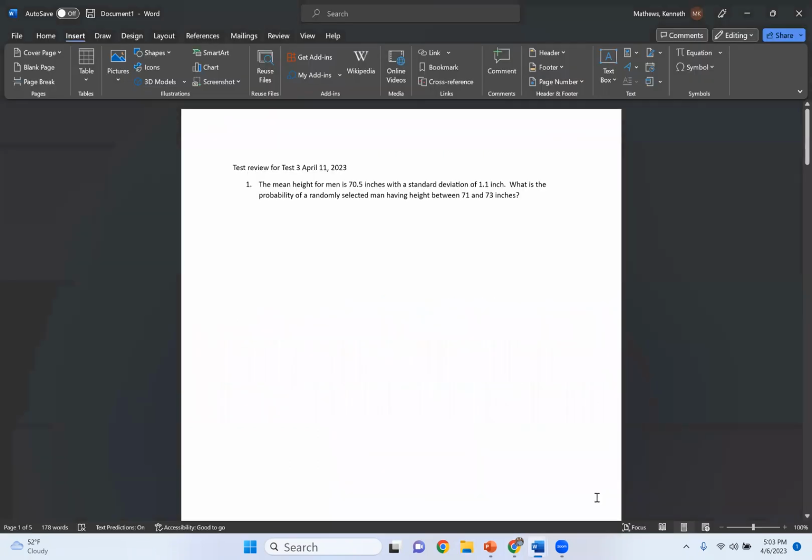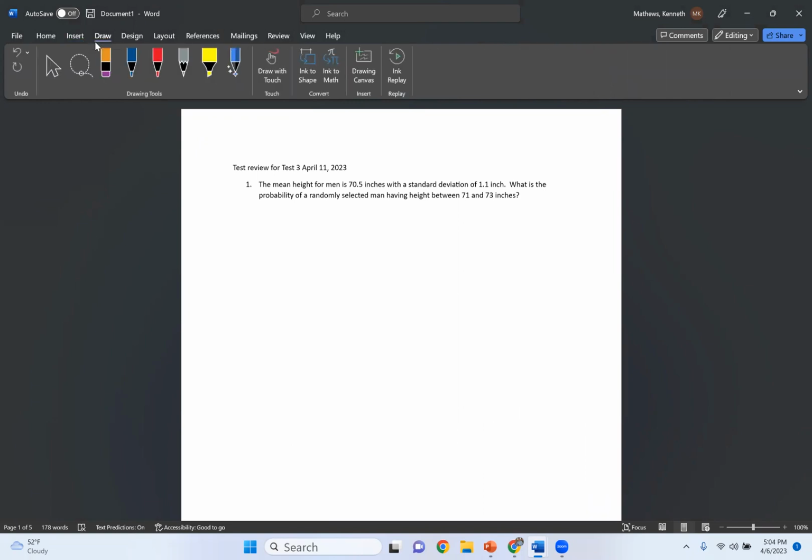And here we go. All right, so question number 1, the mean height for men is 70.5 inches, for the whole population with a standard deviation of 1.1 inch. What is the probability of a randomly selected man having a height between 71 and 73 inches? So I'm going to go to draw mode. And the first thing I'm going to do is draw our graph.